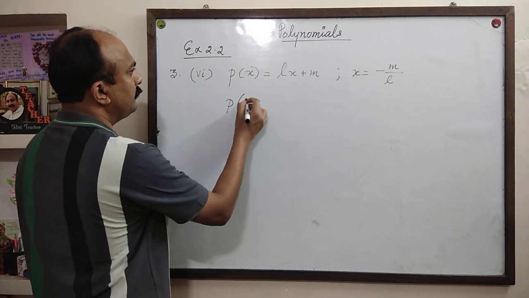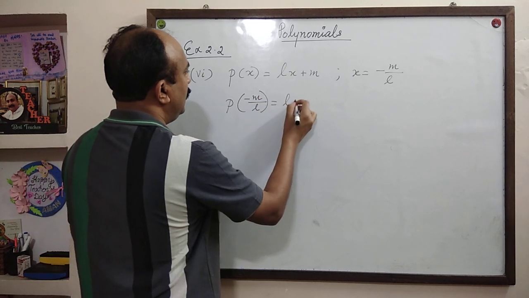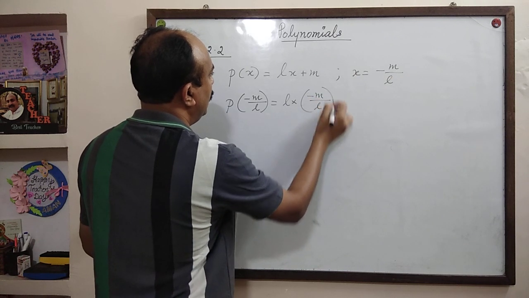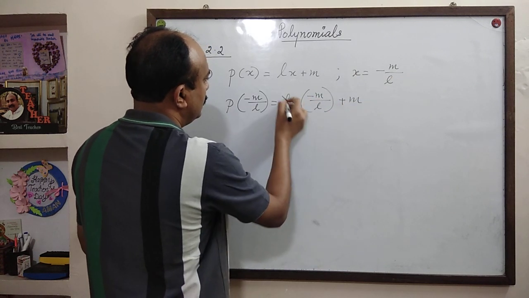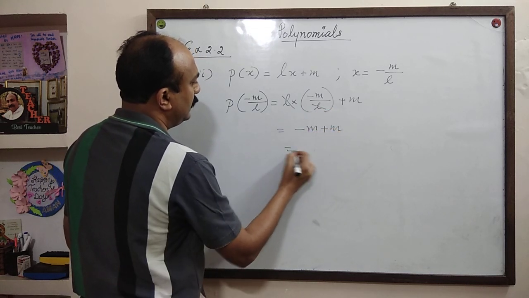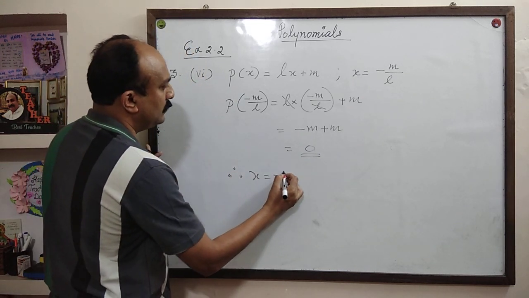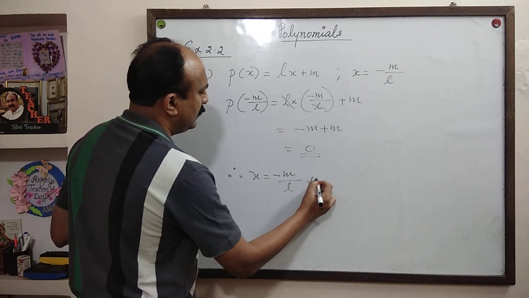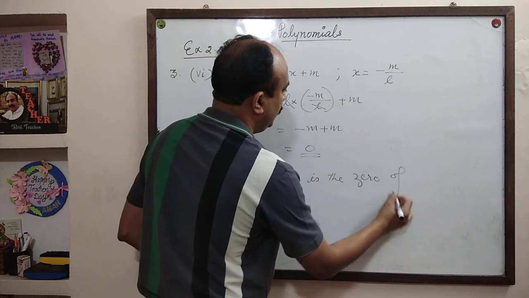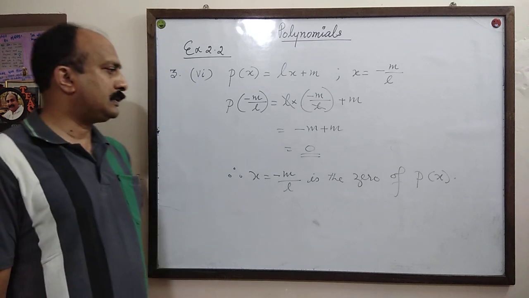So p of minus m upon l is equal to l into, in place of x, minus m upon l, plus m. This l and l got cancelled. Minus m plus m equals 0. Therefore, x equal to minus m upon l is the 0 of p(x). I hope all of you understood.